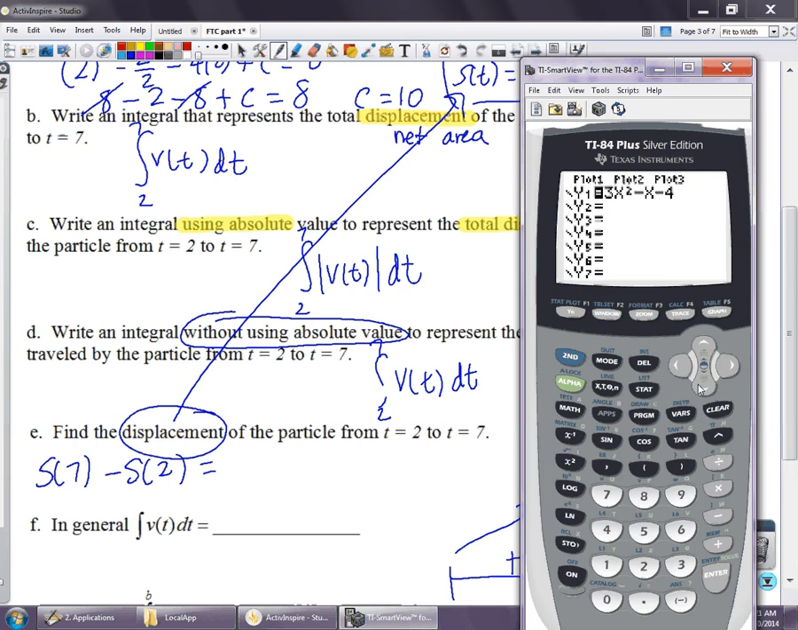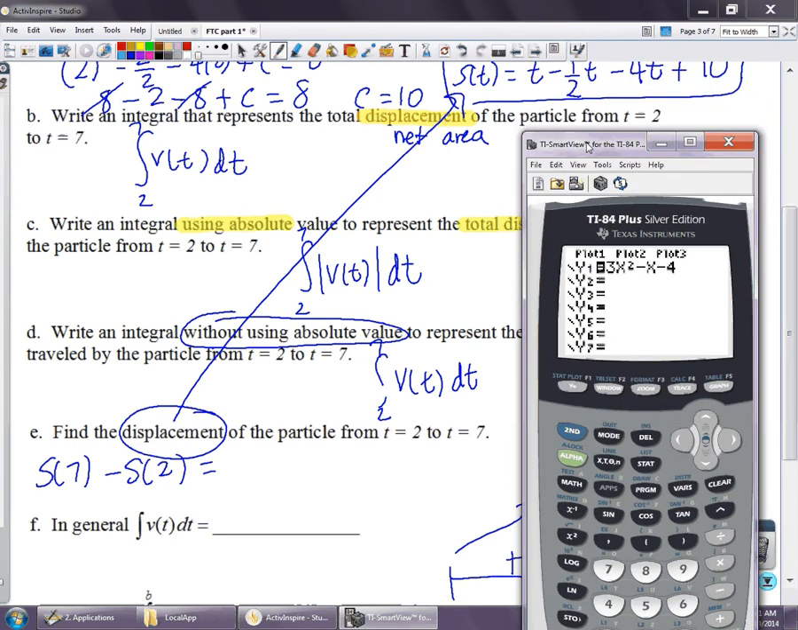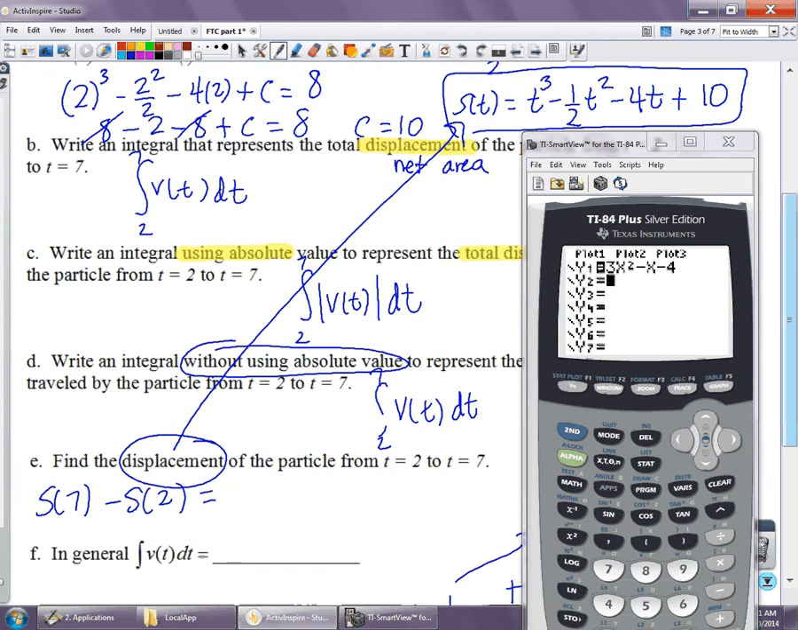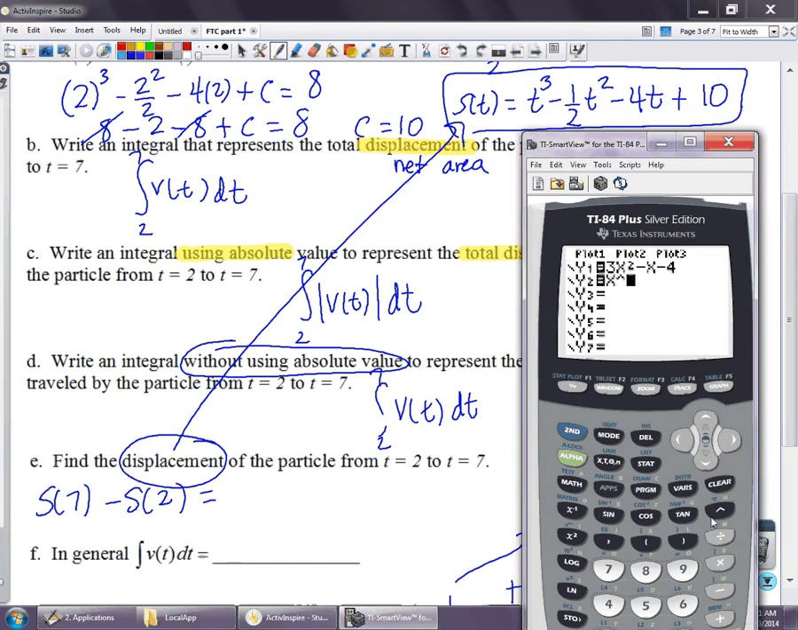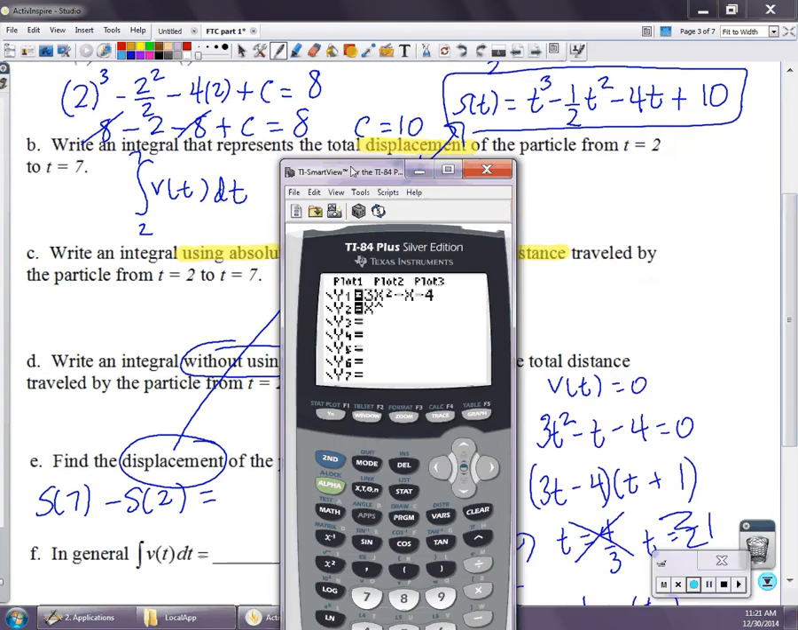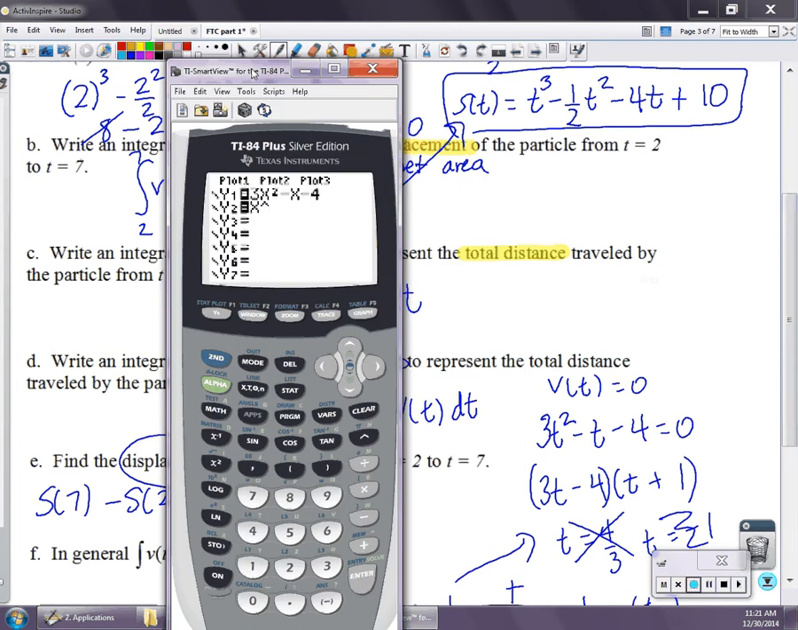Now to do that, I'm going to put the position function into my calculator just to make it easier to calculate. So I'll have x cubed minus 0.5 x squared minus 4x plus 10.